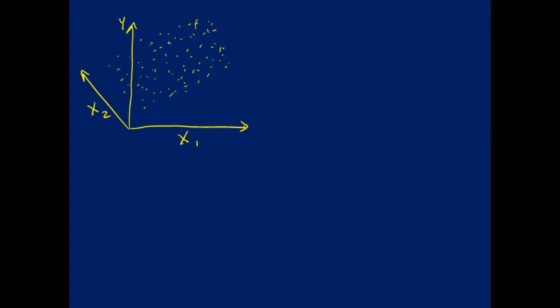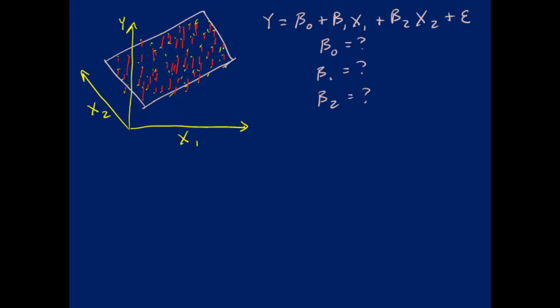And so what you're going to do is ask your statistics program to estimate a model for these data using least squares estimation. And so your model is going to look like this, and it has the form y equals beta naught plus beta 1 x1 plus beta 2 x2 plus some error.